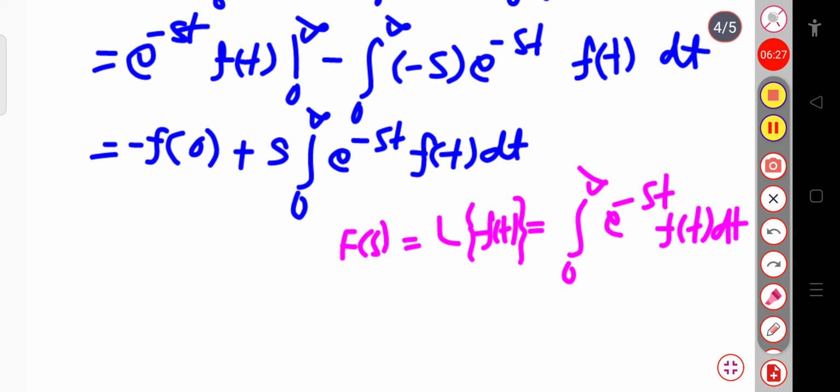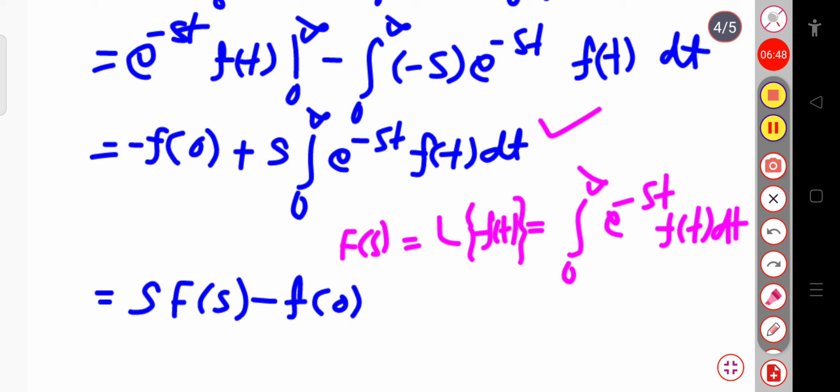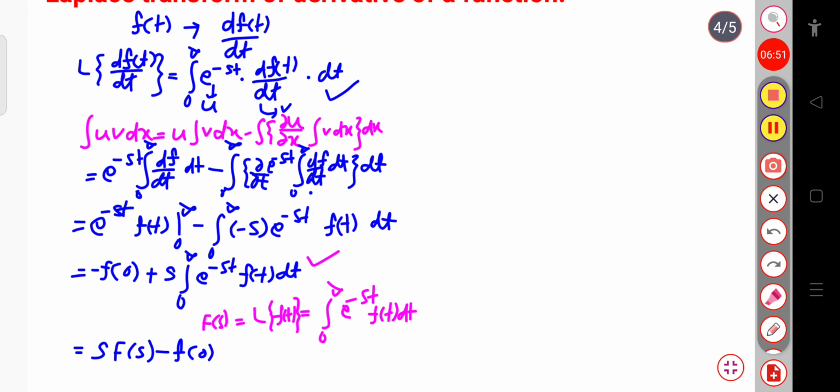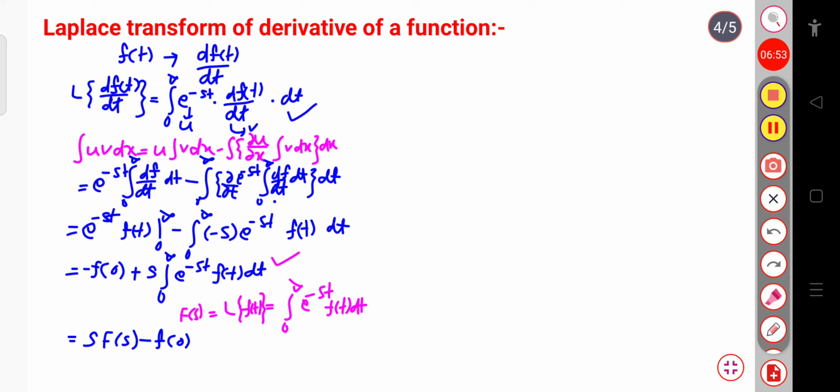Now you can see this integral of e to the power minus st into f of t dt over the limit 0 to infinity is nothing but F of s. So here I can write this will be equal to, first I am writing the second term, that is s into F of s minus f of 0. This is the Laplace transform of the derivative of the function f of t.